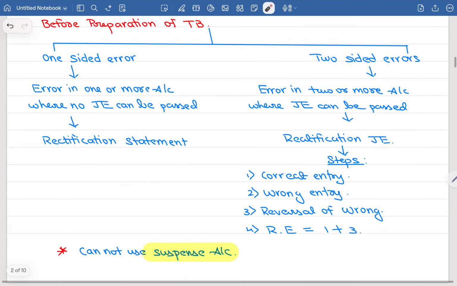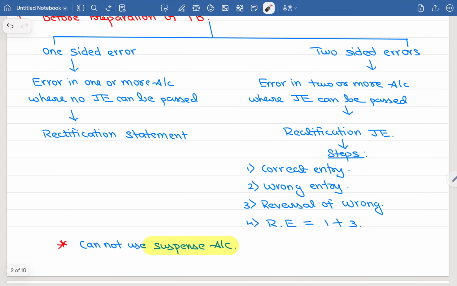There are hardly four steps for identifying the rectification entry. First one is write the correct entry. Second one is write the wrong entry. Third one, reversal of the wrong entry. Whatever is there in the debit on the wrong entry, make it credit. Whatever is credited in the wrong entry, debited. So ultimately you will get the rectification entry as entry number 1 plus entry number 3. We will see it in the sums.